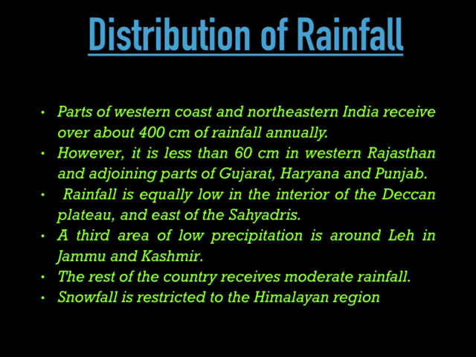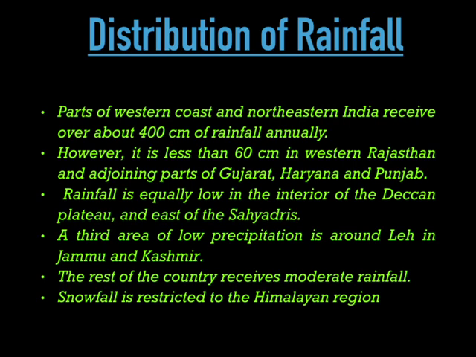The next topic is distribution of rainfall. Parts of the western coast and northeastern India receive over about 400 centimeters of rainfall annually. However, it is less than 60 centimeters in western Rajasthan and adjoining parts of Gujarat, Haryana and Punjab. Rainfall is equally low in the interior of Deccan Plateau and east of Sahyadri, because the windward side of Sahyadris experiences orographic rain, whereas the interior of Deccan Plateau lies in the rain shadow area. A third area of low precipitation is around Leh in Jammu and Kashmir, and it is treated as the cold desert. The rest of the country receives moderate rainfall.